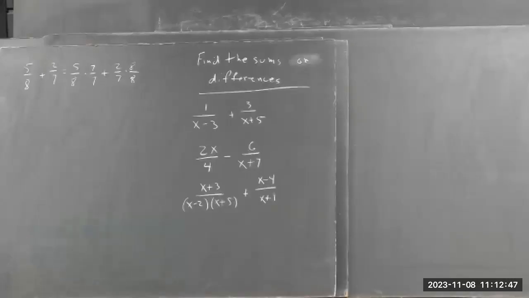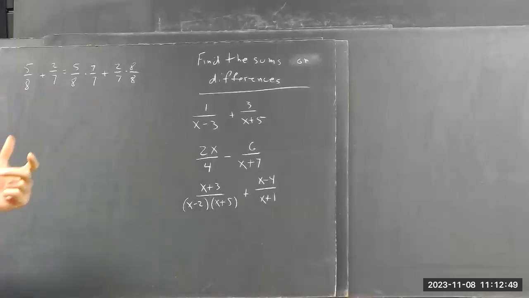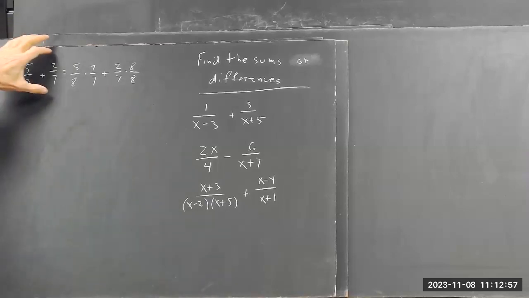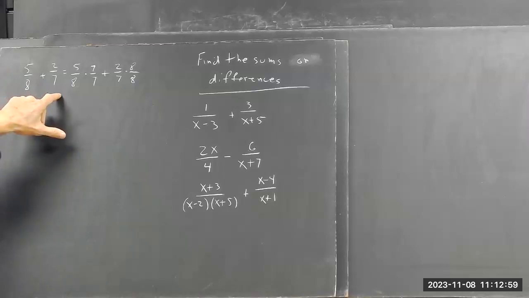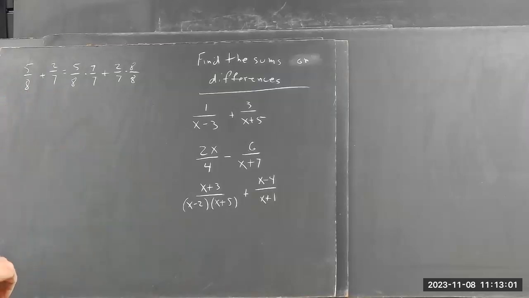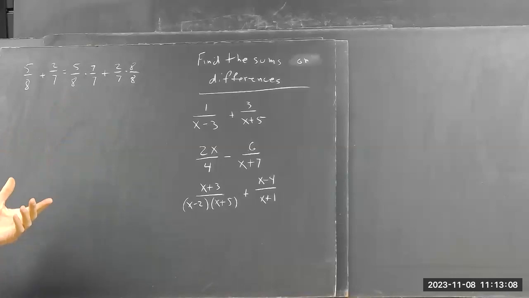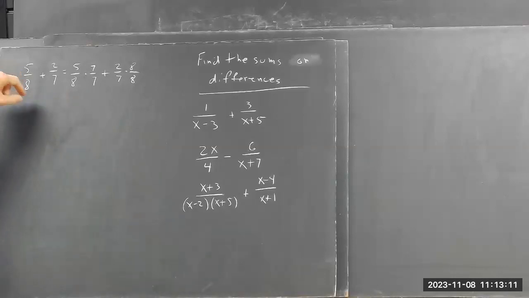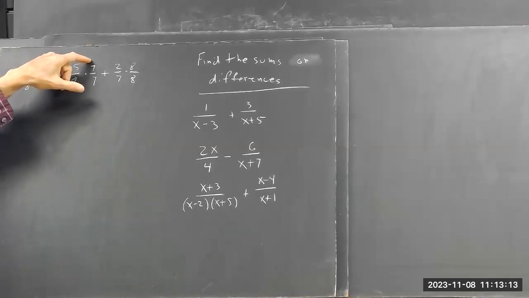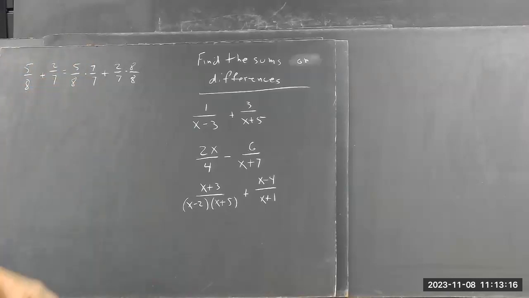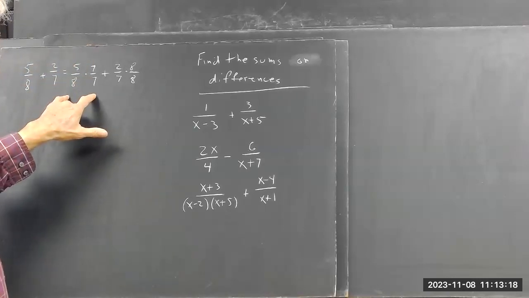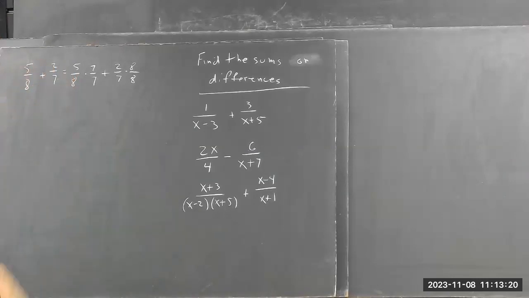Okay, well, based on this example of what we do with numerical fractions, we find a common denominator. In the case of numerical fractions, the denominators are 8 and 7. The least common denominator of 8 and 7 is 8 times 7, because 8 and 7 have no common factors. So we can simply multiply the numerator and denominator of 5/8 by 7 over 7, which doesn't change the value of the fraction, it just changes the way it's presented.